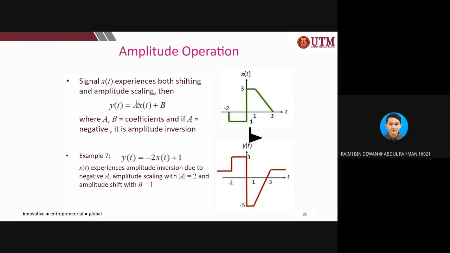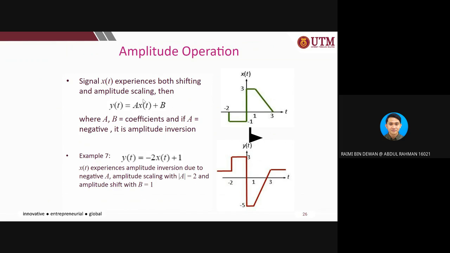However, there is some additional coefficient added outside this x(t), which is your a and your b. So your signal will experience changes in amplitude. If you see here an a, your signal will experience scaling. Scaling means it is either going to get bigger, get smaller, or stay the same in amplitude.